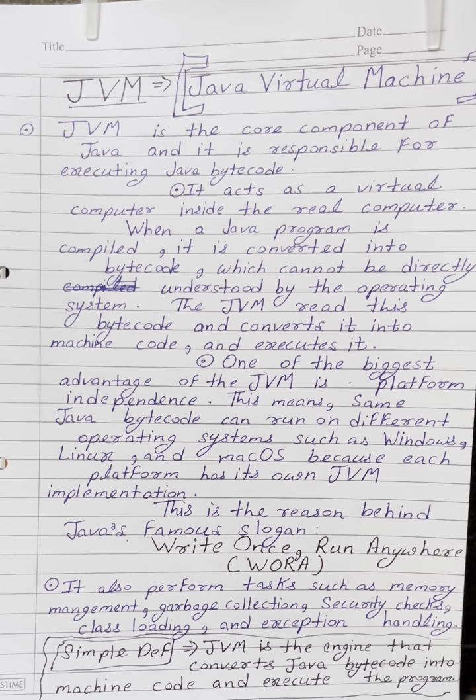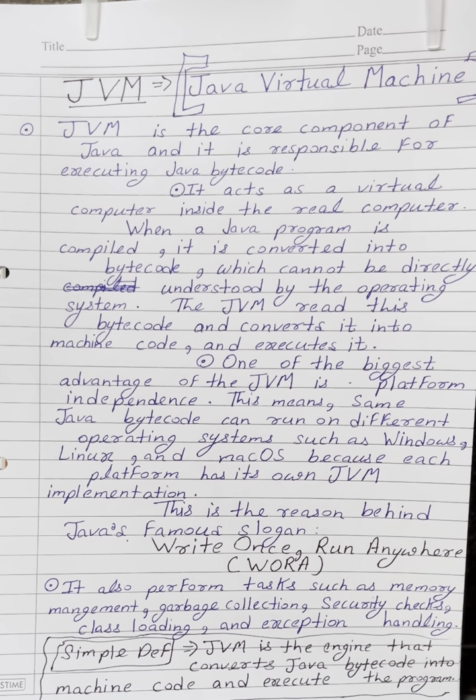So JVM stands for Java Virtual Machine, and it is the core component of Java, and it is responsible for executing Java bytecode, and apart from that it acts as a virtual computer inside the real computer. For example, when a Java program is compiled, it is converted into bytecode which cannot be directly understood by the operating system, so that time JVM reads this bytecode, converts it into machine code and executes it.